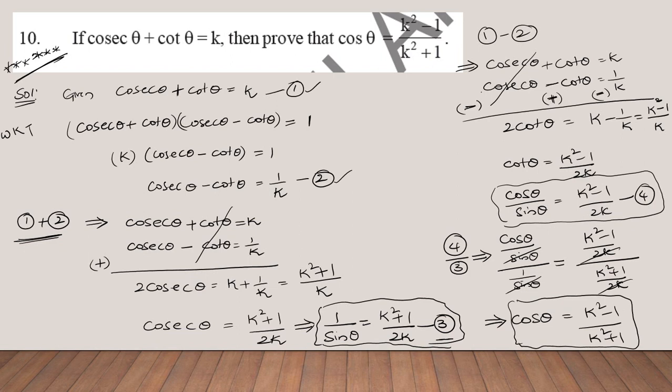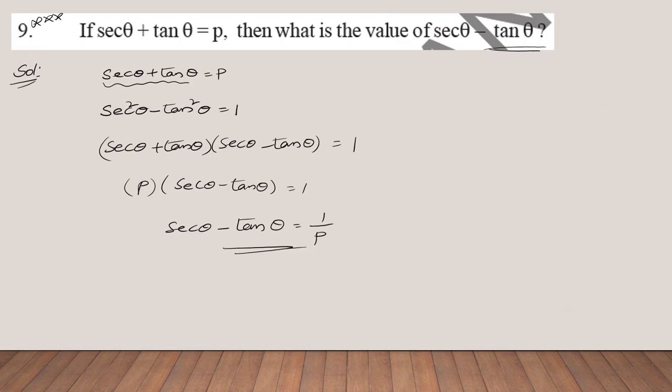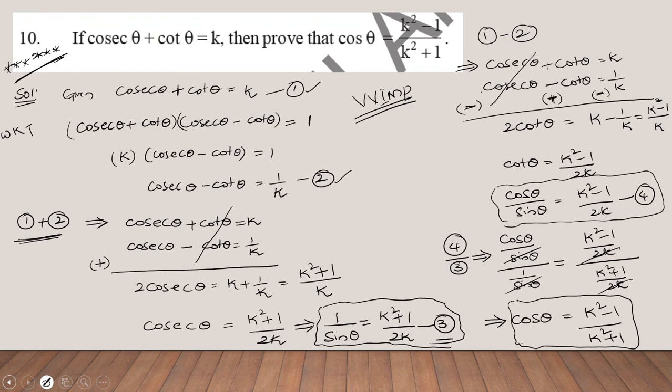So this is a very important question for your 10th class public examinations, right? So mostly practice this particular problem. Next, moving on, the 9th question can also be asked like the 10th question. Here in the 10th question he has given cosecant theta plus cot theta is equal to k, then prove that cos theta is equal to k square minus 1 by k square plus 1.